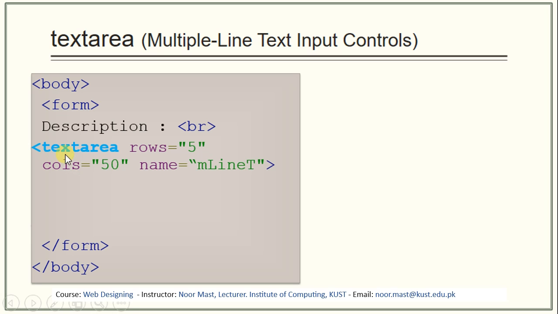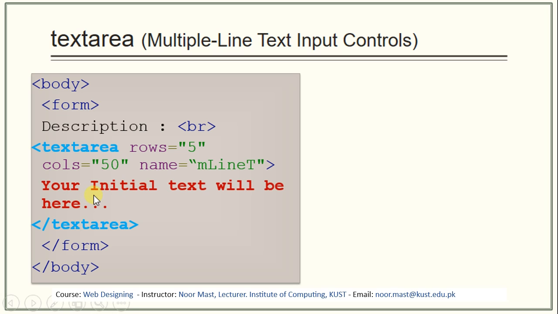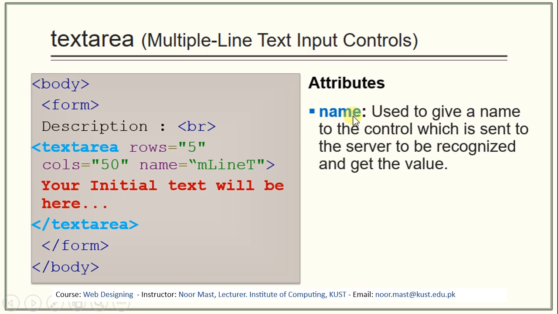So this is the opening tag of the text area control, while this one is the closing tag of text area control. If you want to enter some initial text, it will go here, that is between the opening and closing tag. With the name attribute, the server recognizes the control and gets its value. Some of the attributes such as name attribute I have covered in the first part of this video. Therefore, I will not re-explain such attributes here. The interested viewer may look at the first part of this video.